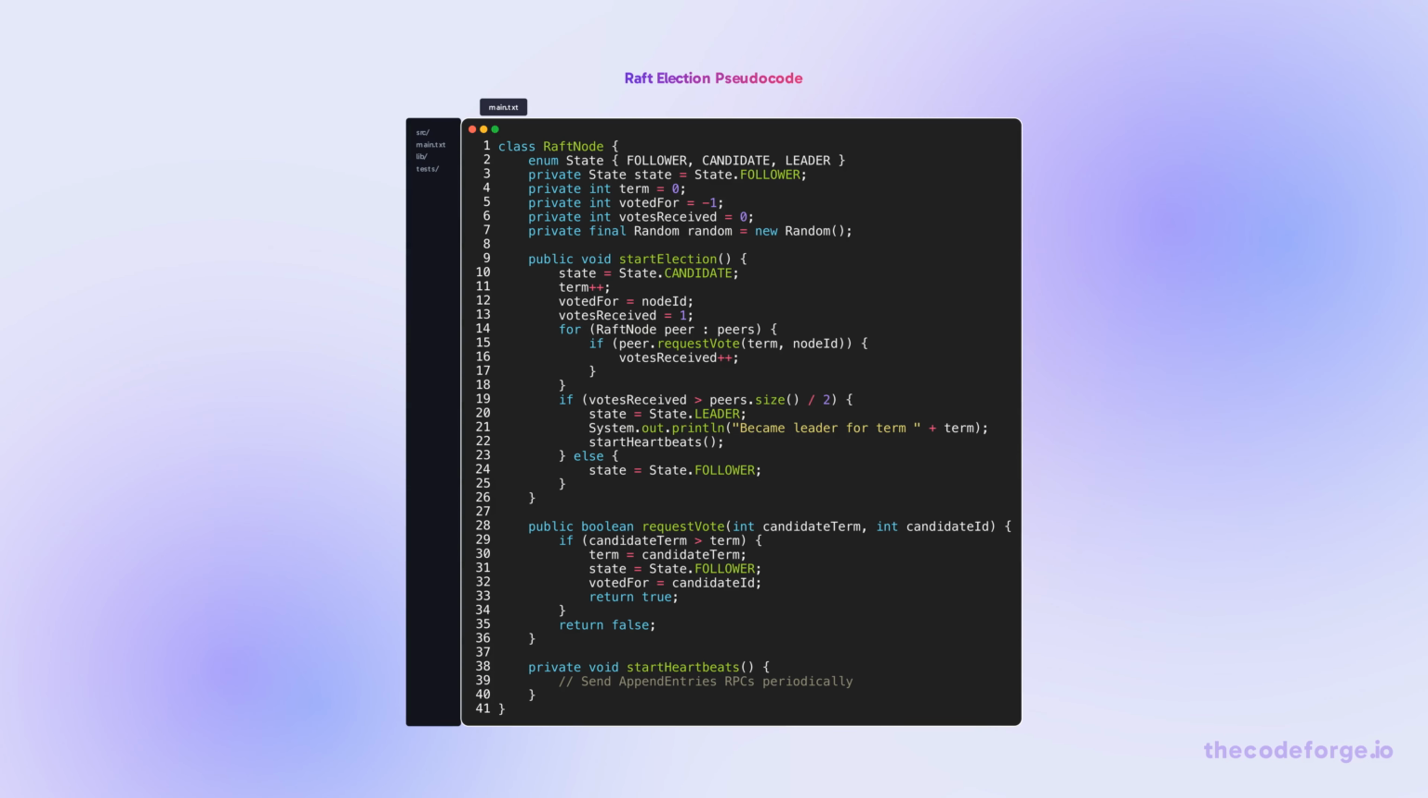Here's pseudocode for Raft leader election. The startElection method increments the term, votes for itself, and sends RequestVote RPCs to peers. If it gets a majority, it becomes leader.